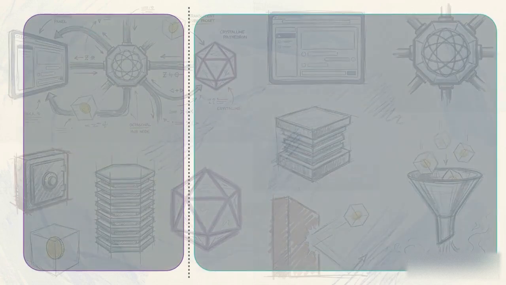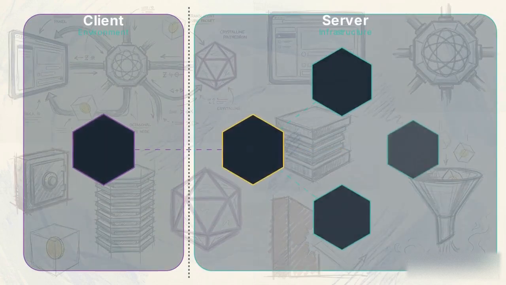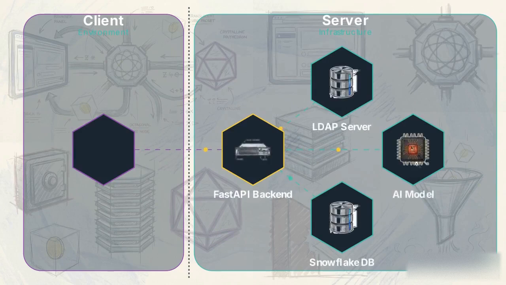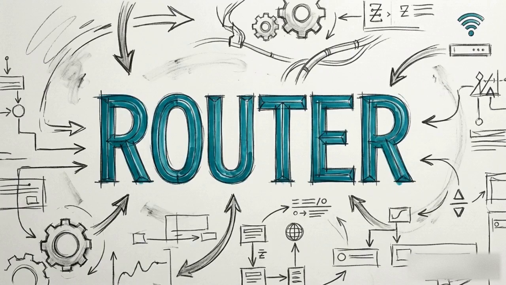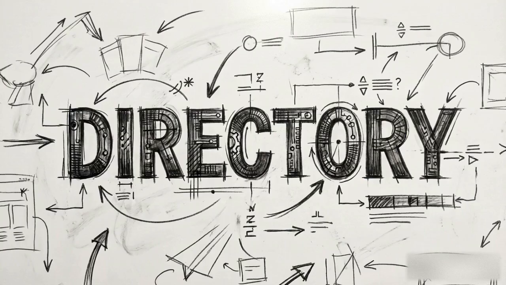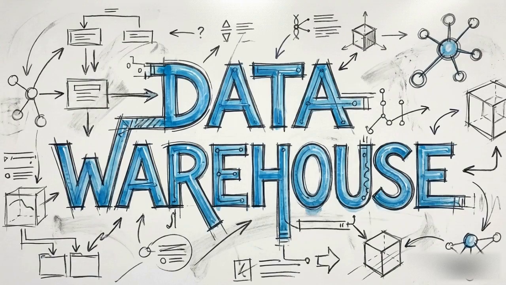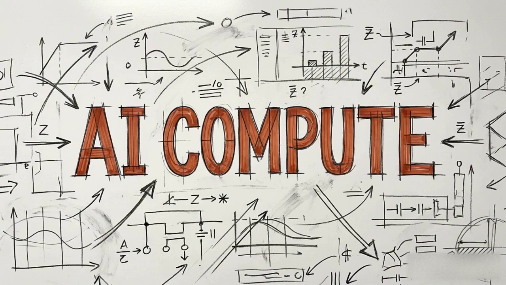This immediate coordination relies on a specific architectural pattern, a modular client-server framework. This particular system is powered by 5 distinct enterprise components: React for the user interface, FastAPI to route the logic, an LDAP server for authentication, Snowflake to store the data, and Databricks for the AI model.